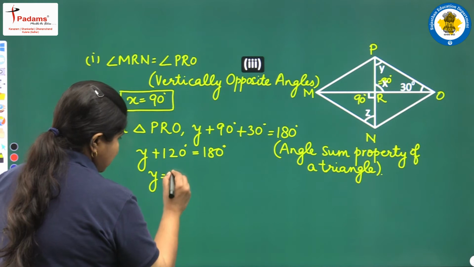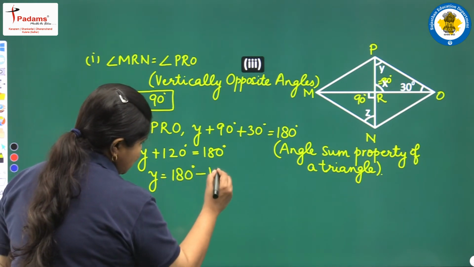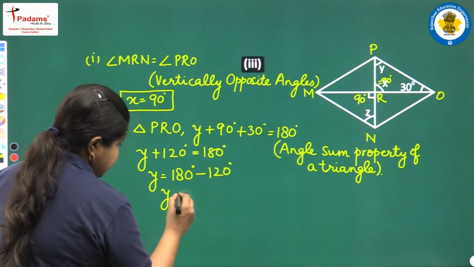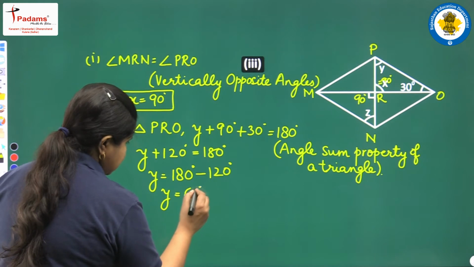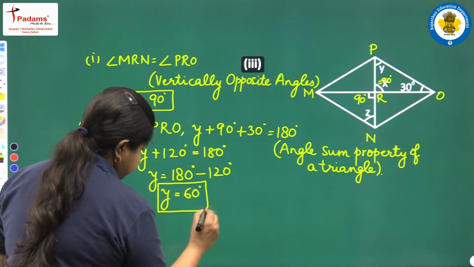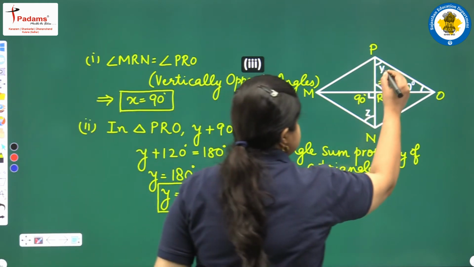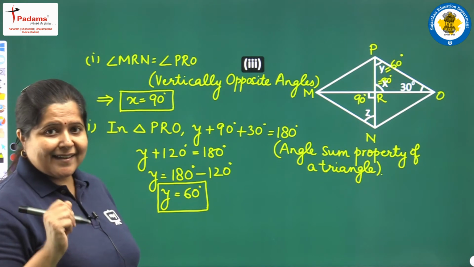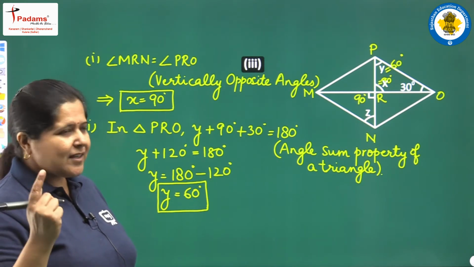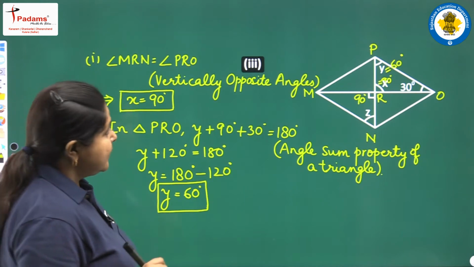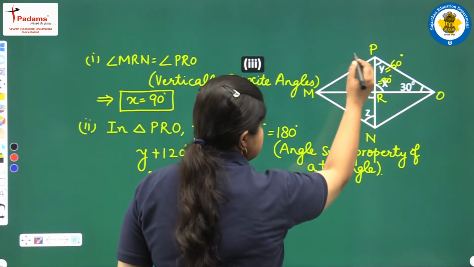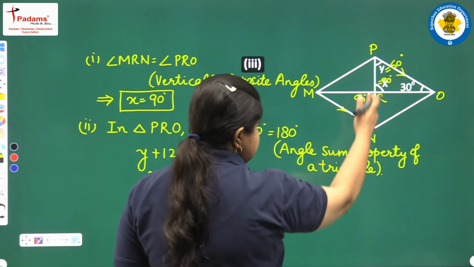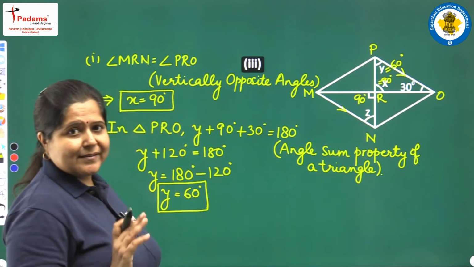This gives us y equal to 180 degree minus 120 degree. On transposing this 120 to RHS, this gives us y equal to 60 degree. This is the second value that we were asked. We have got it equal to 60 degree. Now can we find out z by using which property? Just pay attention to the figure. You can see that these two sides are parallel, this MN and this PO, and this PN is the transversal.